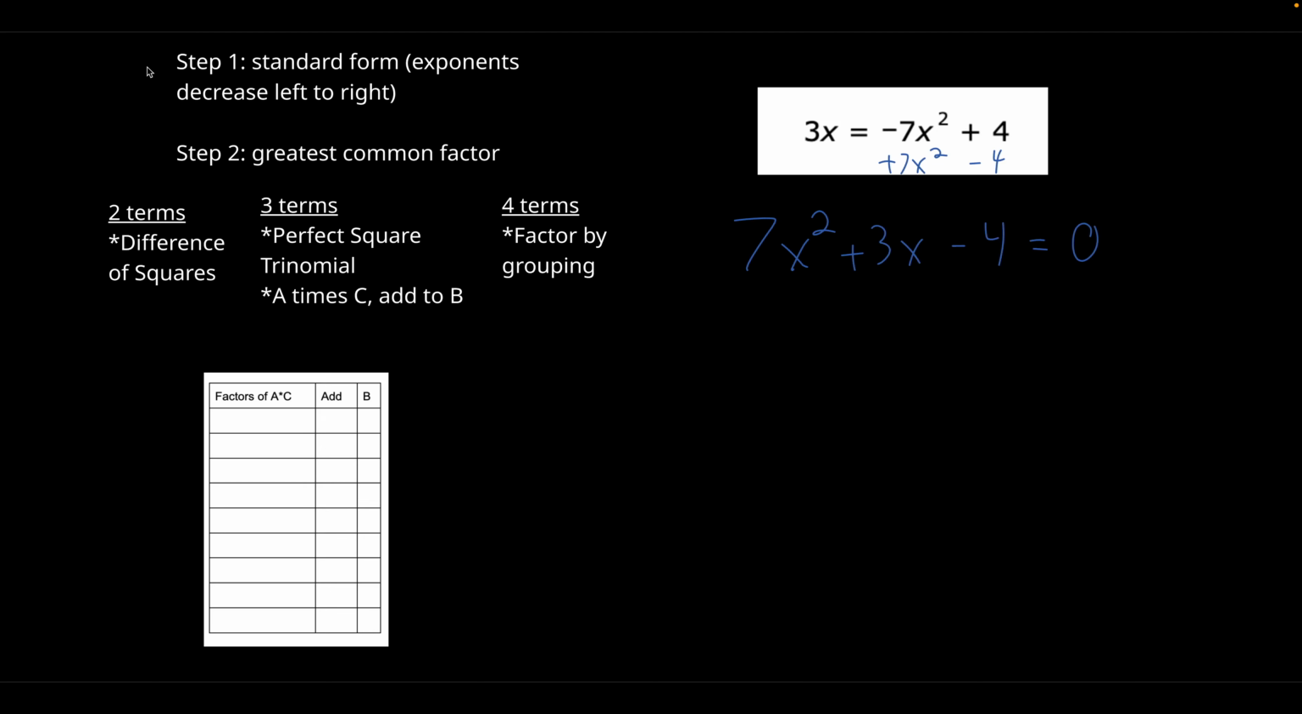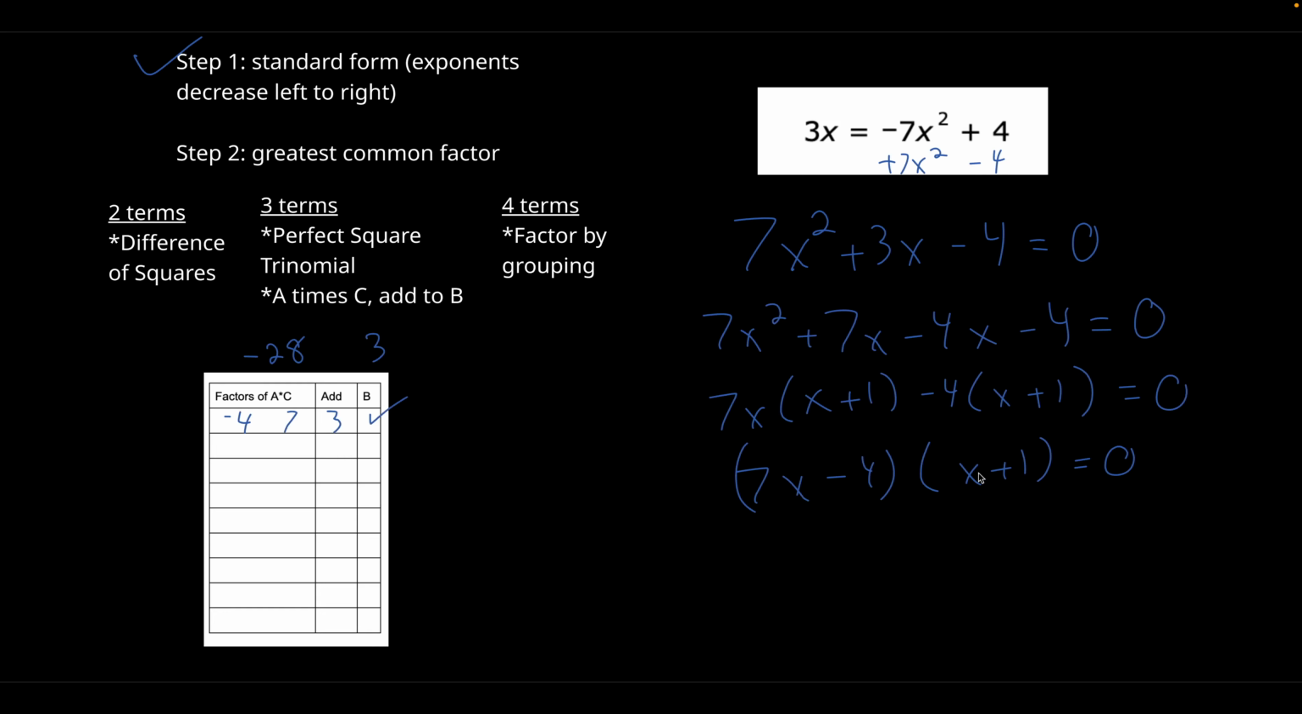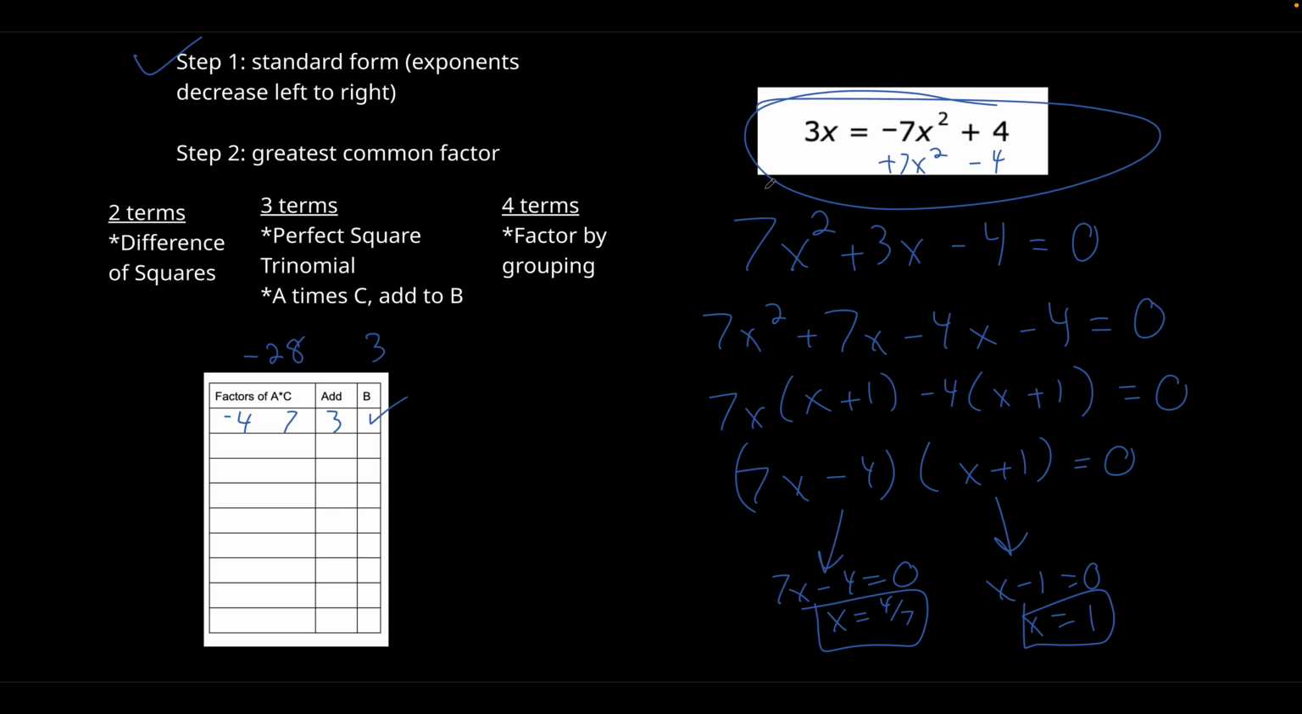I put it in standard form, because that's step 1. And now we should know how to factor from here. Once we've factored, do your split, and you get your two final answers. The only new part here was, if it doesn't equal 0 at the very beginning of the problem, you need to move stuff around until it equals 0.